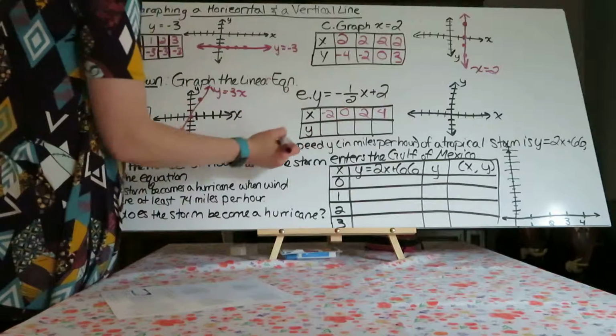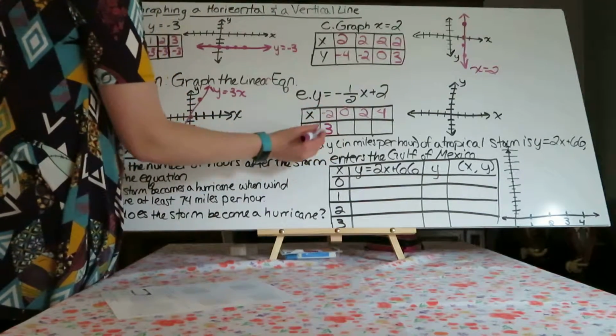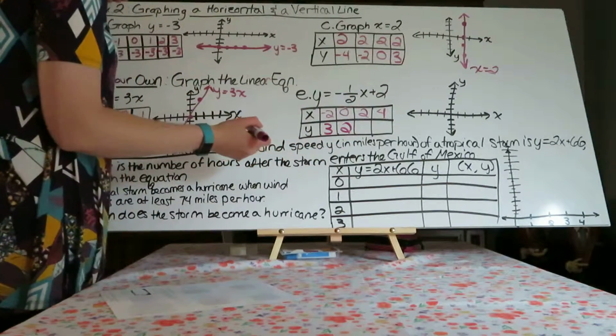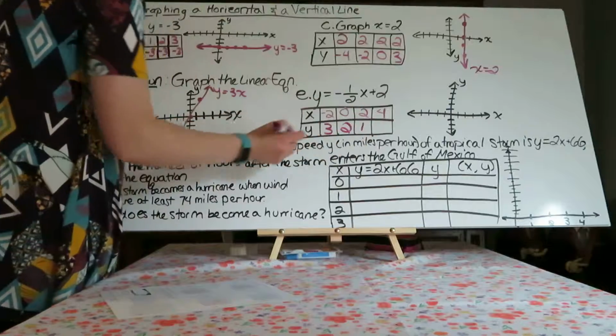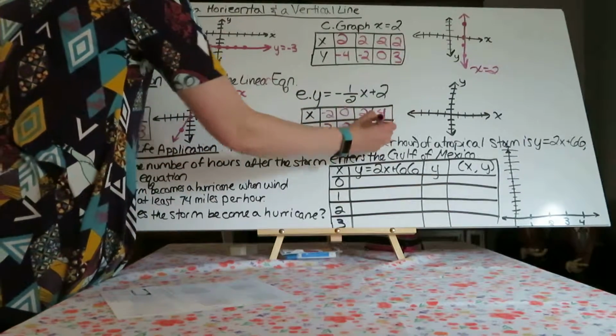So a negative times a negative is a positive. Half of 2 is 1. 1 plus 2 is 3. All right, 0 plus 2 is 2. Half of 2 is 1. Negative 1 plus 2 is 1. Half of 4 is 2, so negative 2 plus 2 is 0.